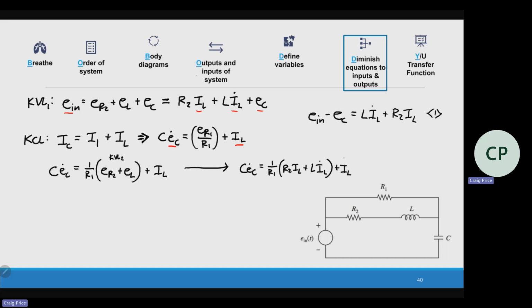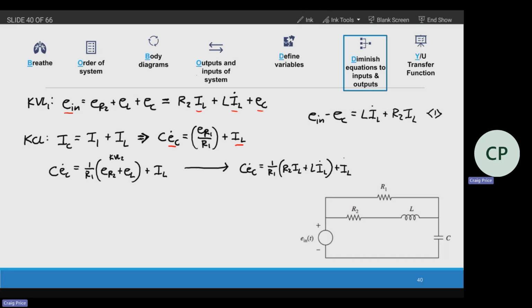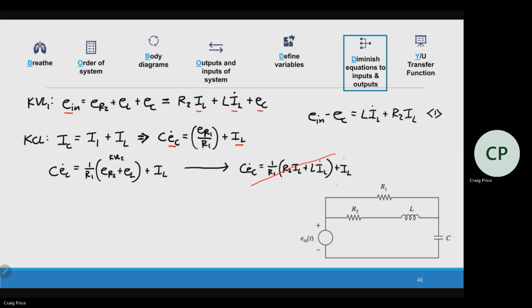This is not good. I'll tell you why it's not good. I don't want to have two different output variables going on. You can't have multiple output variables.